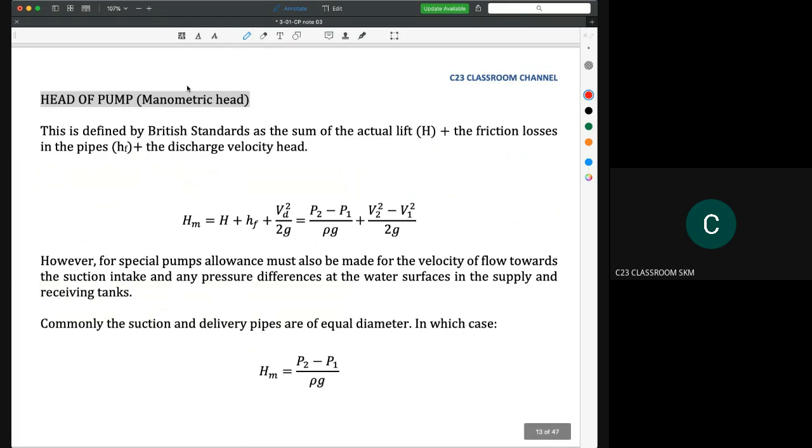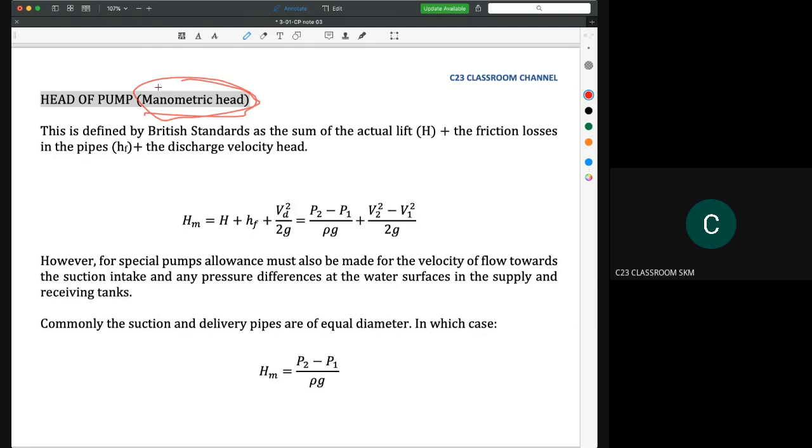Okay, we will go for this one. So first, we go for the head of pump. I think you already heard about the idea of head of pump from Fluid Mechanics 1. In this chapter, we will call the head of pump the manometric head.